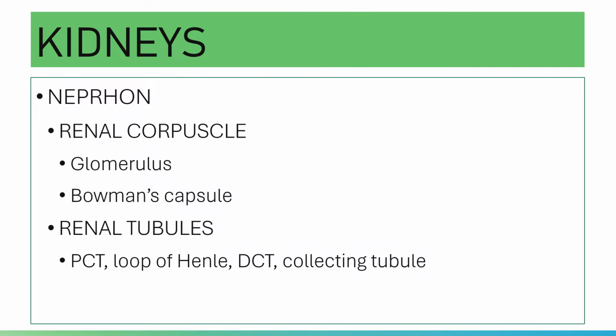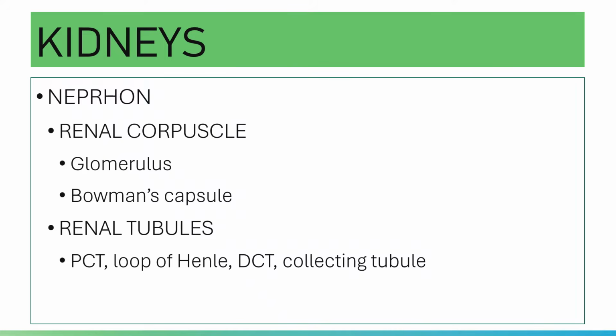Your renal corpuscle is 200 micrometers in diameter, and it contains a tuft of capillaries, known as the glomerulus. This glomerulus is surrounded by a double-walled epithelial capsule that is called your Bowman's capsule, or your glomerular capsule.